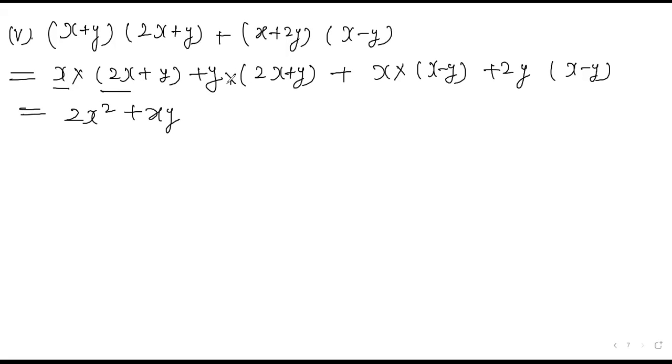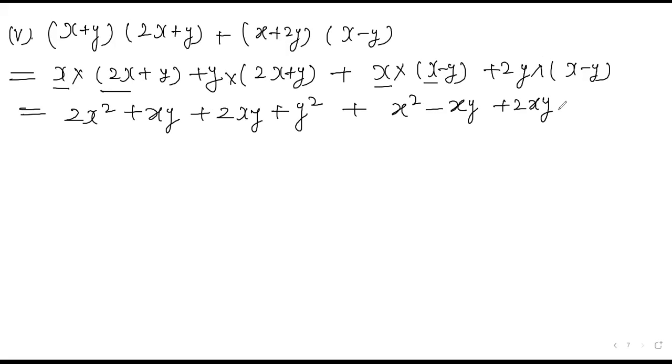There is plus, definitely a multiplication sign. So now this y is multiplied with 2x, that will be 2xy, and y is multiplied with y square. And here x is multiplied with x gives you x square, and x is multiplied with minus y gives you minus xy, and 2y is multiplied with x gives you 2xy, and 2y is multiplied with y square, minus 2y square.